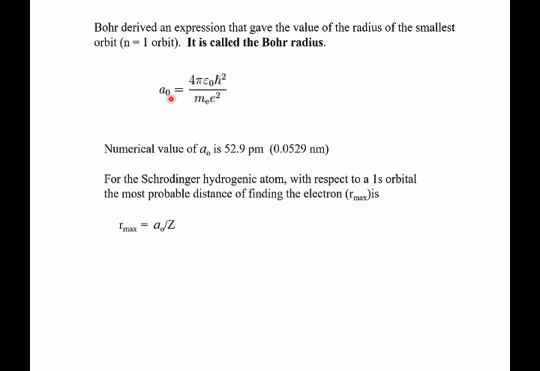It's given the symbol a sub naught, equal to 4 pi epsilon naught h bar squared over m sub e times e squared. m is the mass, e is the charge. The epsilon value is another quantity that I'll explain later. H bar is actually h over 2 pi. Anyway, when you plug in the values, the numerical value of the Bohr radius is 52.9 picometers, or 0.0529 nanometers.